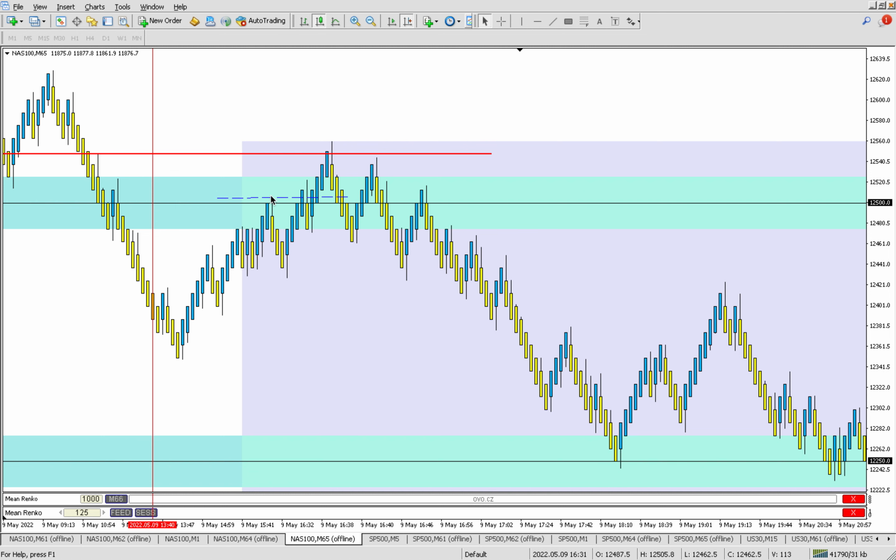I'm using this high point right here. Price ran above it. It came back below. And your ideal break of structure would have been right here, right? This isn't the straightest one. Here we go.